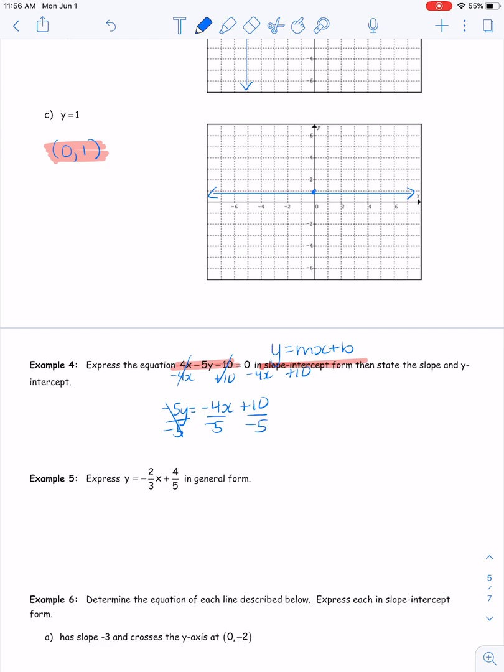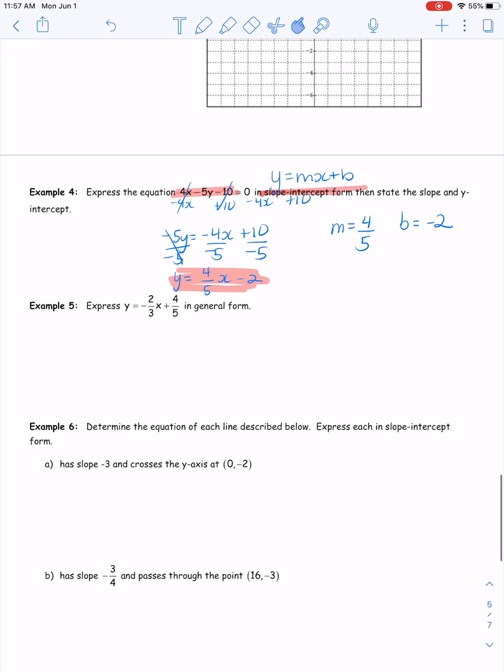So I divide every term by -5. So -4 divided by -5 just leaves me with a positive 4 over 5. 10 divided by -5 is a -2. All right, so this is slope-intercept form. So that's one part of the question done. And then it says state the slope and y-intercept. So the slope is always the value in front of the x, as long as it's in this form, and the y-intercept is always the constant. So that's -2. All right, now they want us to do the opposite again. Express this in general form.